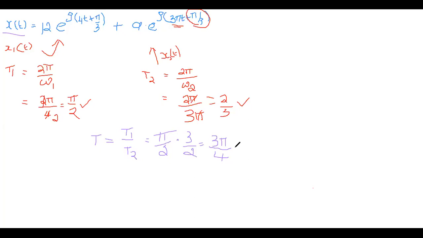Irrational number. Yes, exactly. So 3 pi by 4 is an irrational number. That is why the given signal is not a periodic signal. The conclusion is also very important: it is an aperiodic signal.